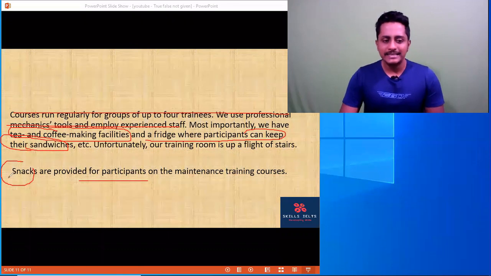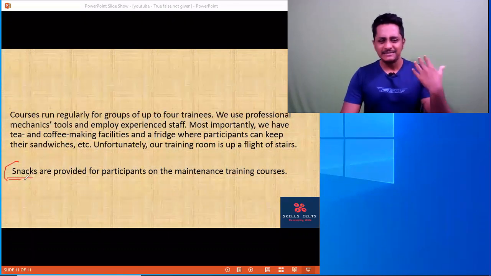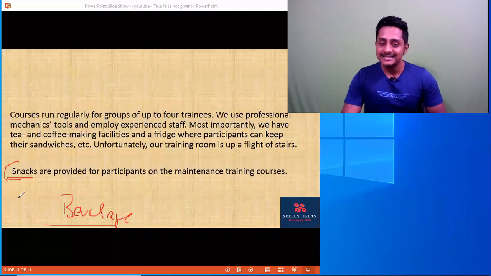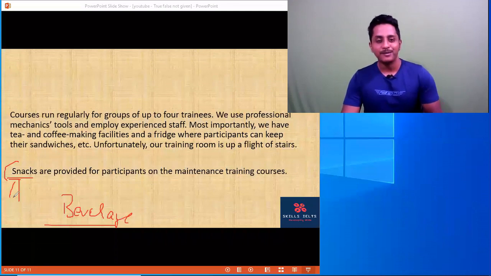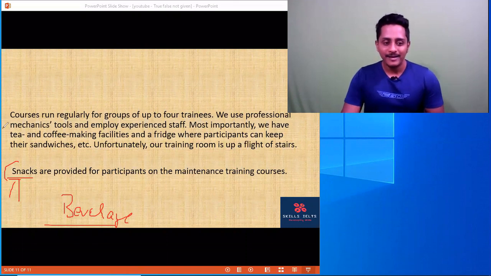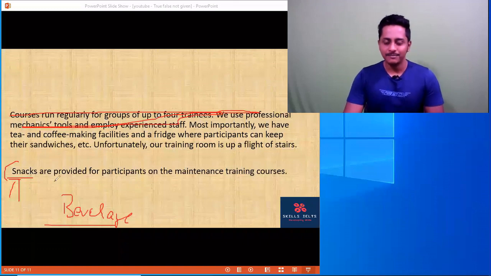Read the statement. "Snacks are provided." Snacks is with respect to some food. Beverages is different, guys. Beverages is tea, coffee, cold drinks. Snack is a sandwich, a burger, French fry. Your favorite French fry is a snack. All right, these things will not even come into the picture because they talk about something else. The question is about snacks being provided.